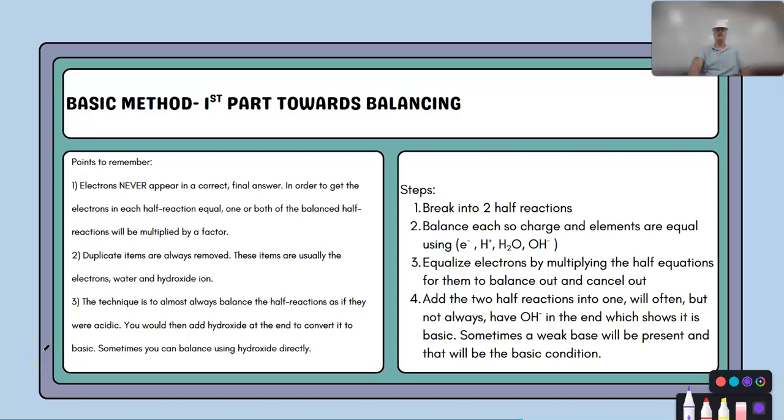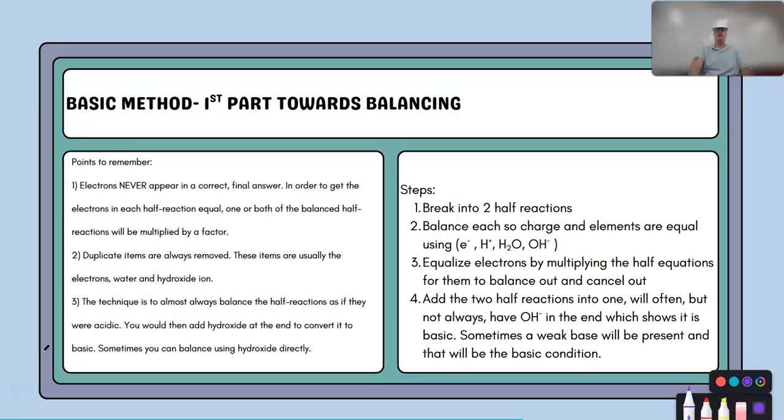Hey, welcome back. This is going to be the basic method. It's very close to the acidic method, just with one final step. So again, electrons never appear in the final answer. Things that are duplicated are always removed. The technique is to almost always balance the half reactions as if they were acidic and then add hydroxide at the end to convert. You'll see what I mean as you see that there.